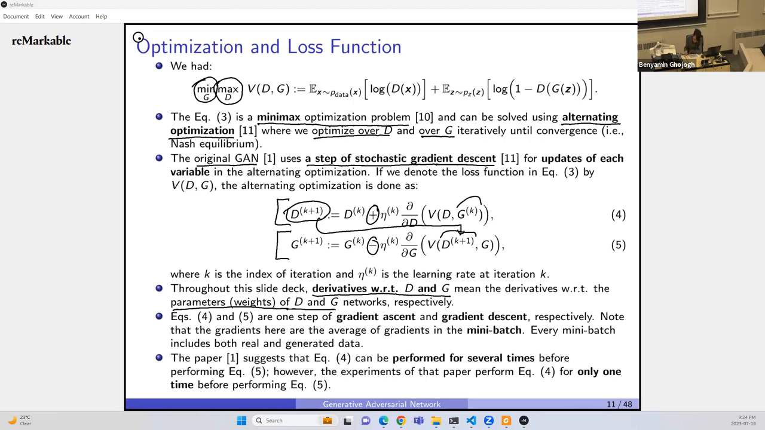And gradient ascent and gradient descent, I already talked about it. We can have mini batches. So we use mini batch stochastic gradient descent.